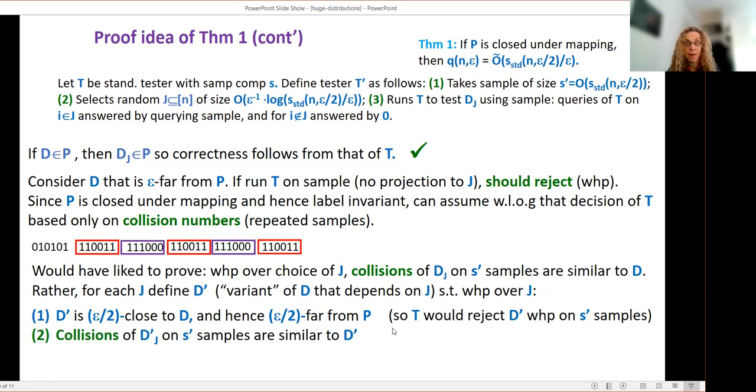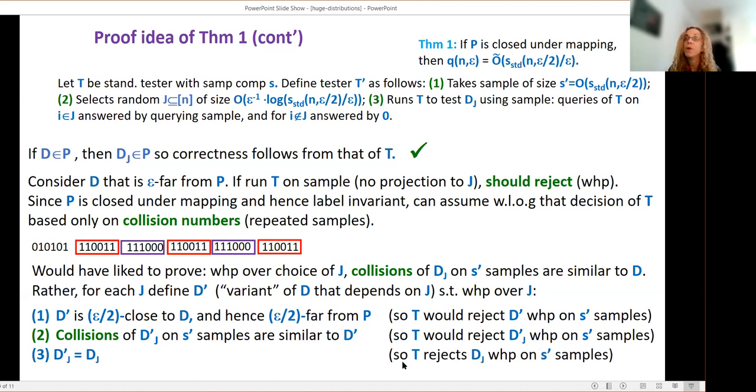That's the first thing. Second thing that we prove is that when we take D prime sub J on S prime samples, then indeed we get collisions that are similar to those of D prime, which would mean that T would reject this distribution if it were given S prime samples. And the third thing is that there's a relation between them: when I said it's a variant, when we do the restriction on J, we get the same distribution, which means that T would reject D sub J with high probability on S prime samples. So this gives us that the algorithm T prime will indeed reject with high probability, based on the correctness of T. So the main thing here, of course, is in defining D prime. And again, you may read this in the paper itself.